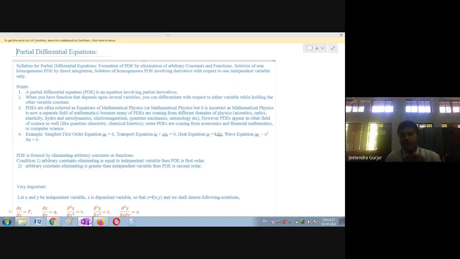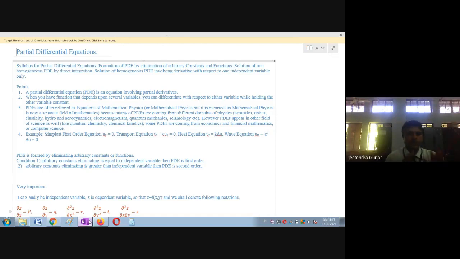So I would request all the students to go through differentiation and integration, because in PDE we are going to use both, that is integration as well as differentiation. Okay, so this is what we are going to study in partial differential equations. So please write down the title. The main points I will tell you. What you have to write, I will tell you, and what is not required is left to you.